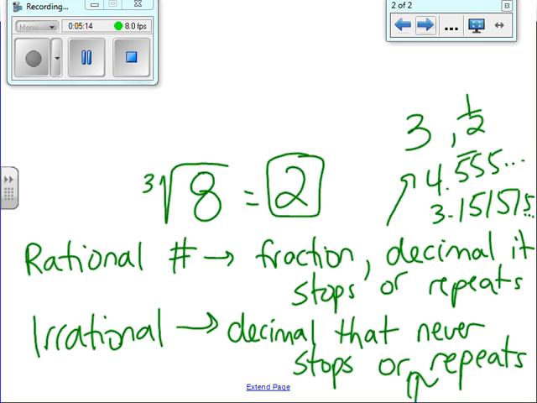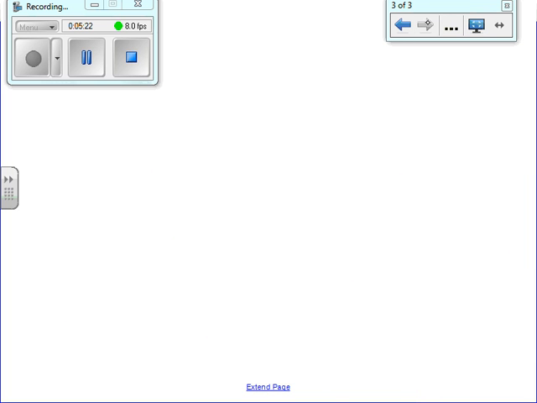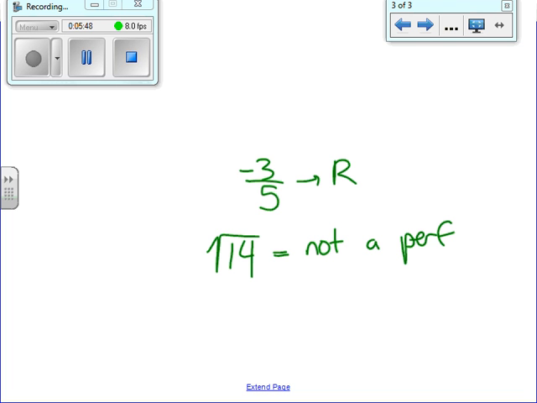If it's asking you to take a cube root or square root of something, let's practice that and tell whether that's rational or irrational. So for example, it says, please tell whether, oh, I don't know, -3/5 is rational or irrational. Well, this is going to be rational because it's a fraction right off the bat. What about root 14? Well, I could just use my calculator, but I would know right off the bat, this is not a perfect square. Therefore, the answer is going to be a decimal, and it's going to go on forever. So it's irrational.